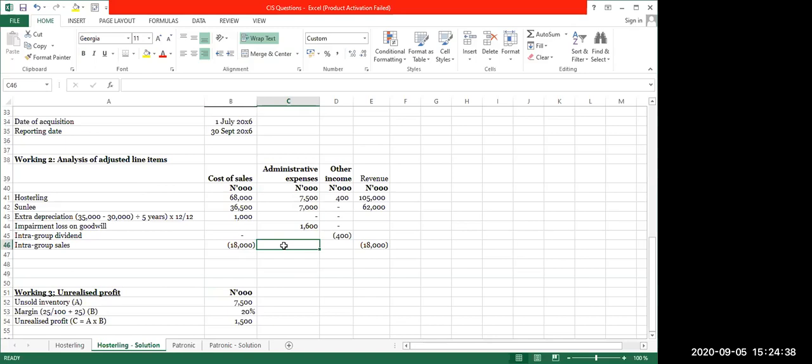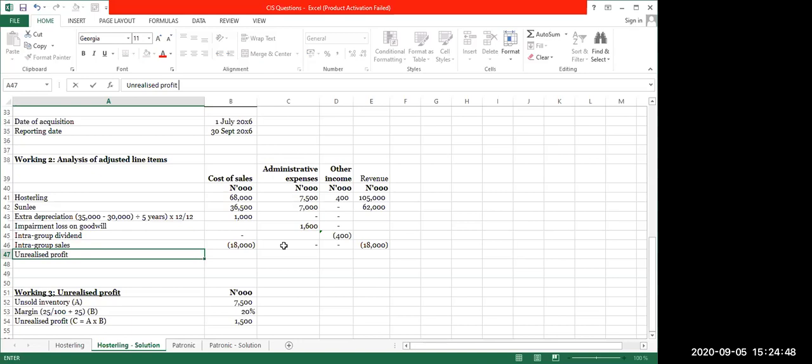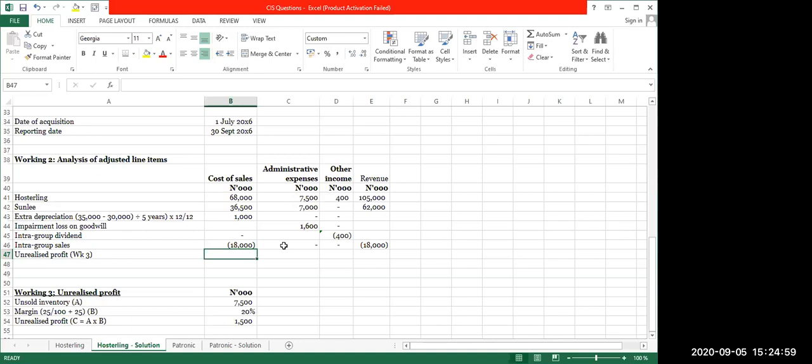In our key point, it's already spelled out that an unrealized profit should be added to cost of sales. So I would add that to cost of sales. The reason is that any profits earned within the group must also be eliminated. So to eliminate it, we have to add it to a cost, in this case cost of sales. The reason is that the unrealized profit is emanating from closing inventory, and closing inventory is one of the ingredients used in calculating cost of sales. So by adding it to cost of sales, profits will reduce by that amount, and by so doing, you have eliminated the unrealized profit earned within the group.